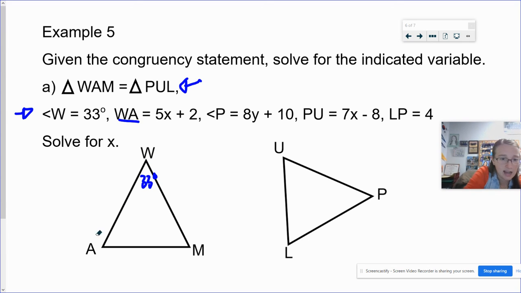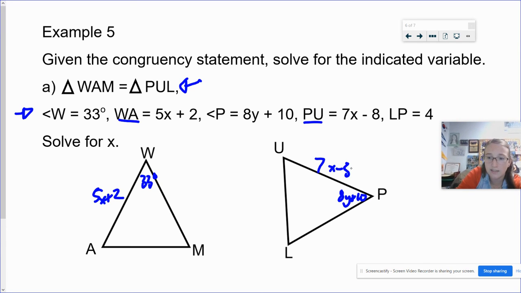WA is this side. That's 5x plus 2. Then I have angle P over here is an equation, 8y plus 10. Notice that I'm labeling angles on the insides and sides on the outside. I have PU, which is 7x minus 8. That's this side here. And then I have LP. Where's LP? There's LP.